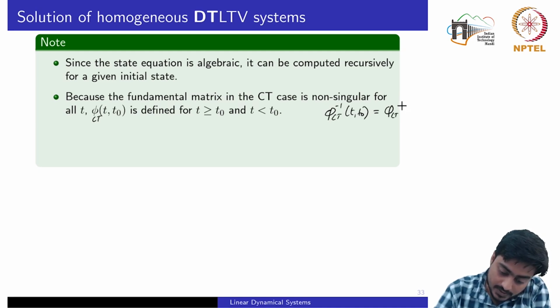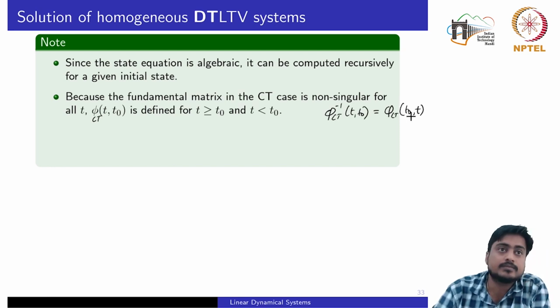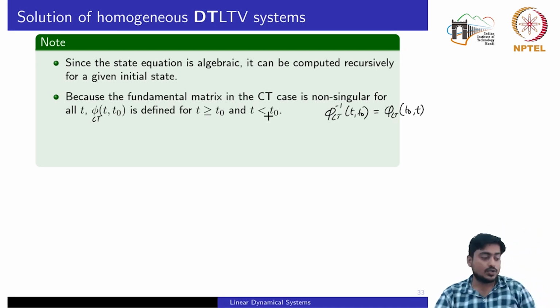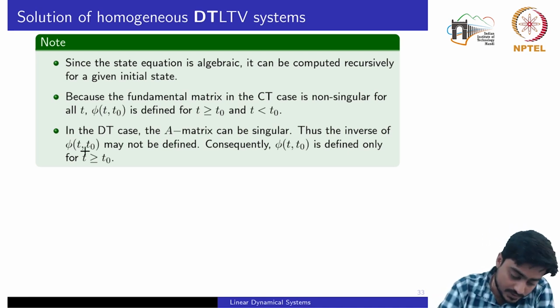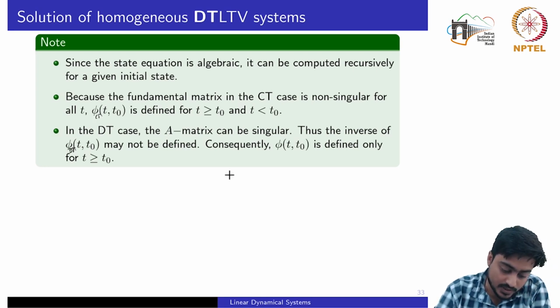phi of continuous time (t0, t). So I can compute the state transition matrix in both directions, for t greater than or equal to t0 and t less than t0, but I cannot do this in discrete time. Why? Let's denote phi of dt and phi of ct, just to differentiate between the discrete time and the continuous time transition matrices. The phi dt basically depends on the A matrix, as we have seen in the last slide. Now this A matrix in discrete time can be singular.